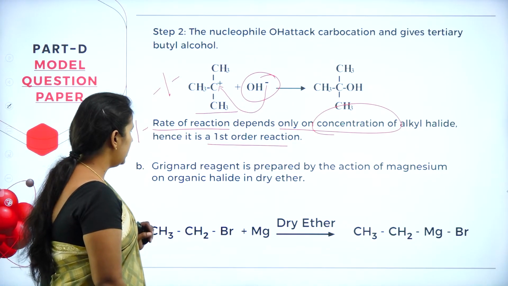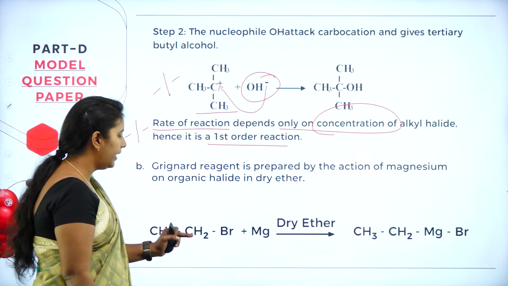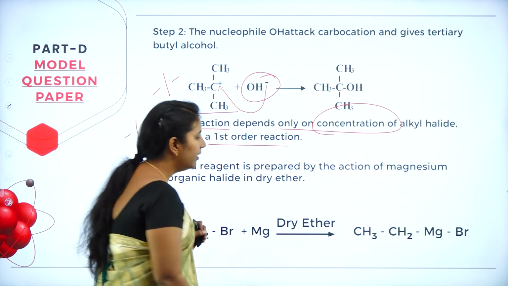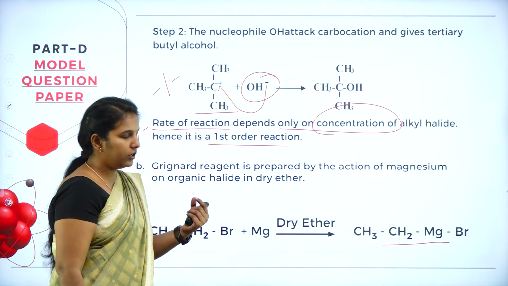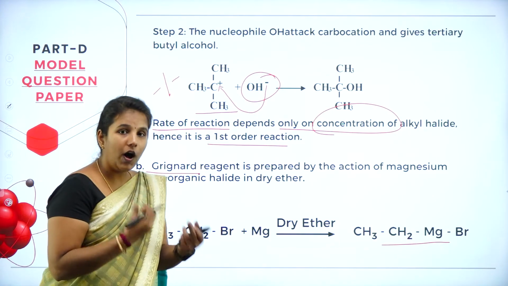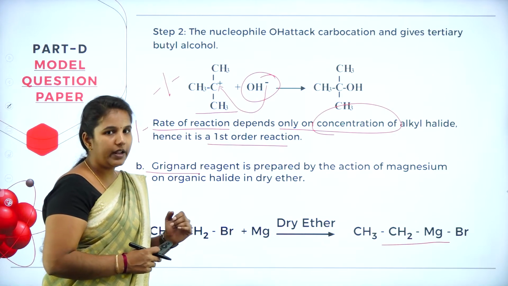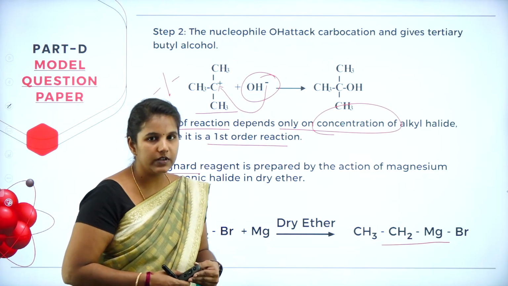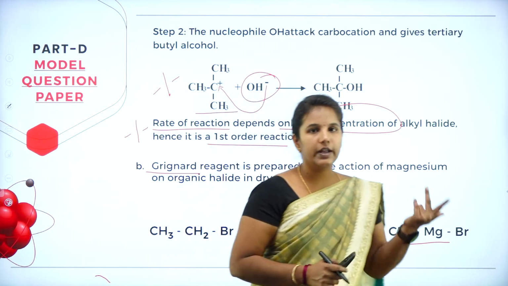Coming to the second question, here ethyl bromide is allowed to react with magnesium in the presence of dry ether, and it gives rise to the Grignard reagent. Either they will ask a direct question on Grignard reagent preparation, or sometimes the examiner will ask how ethyl bromide reacts with magnesium in the presence of dry ether to form a Grignard reagent. Any two forms can be asked for 2 marks.